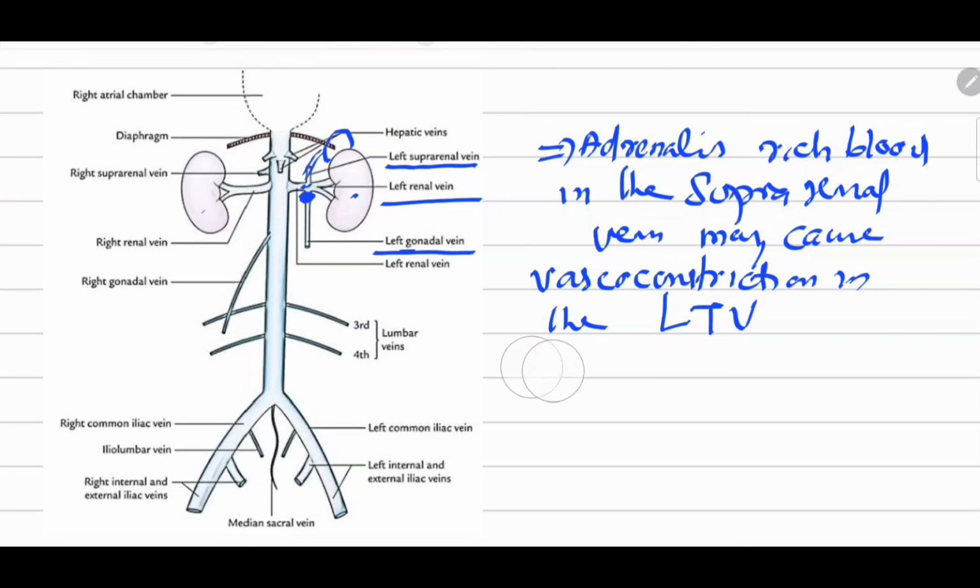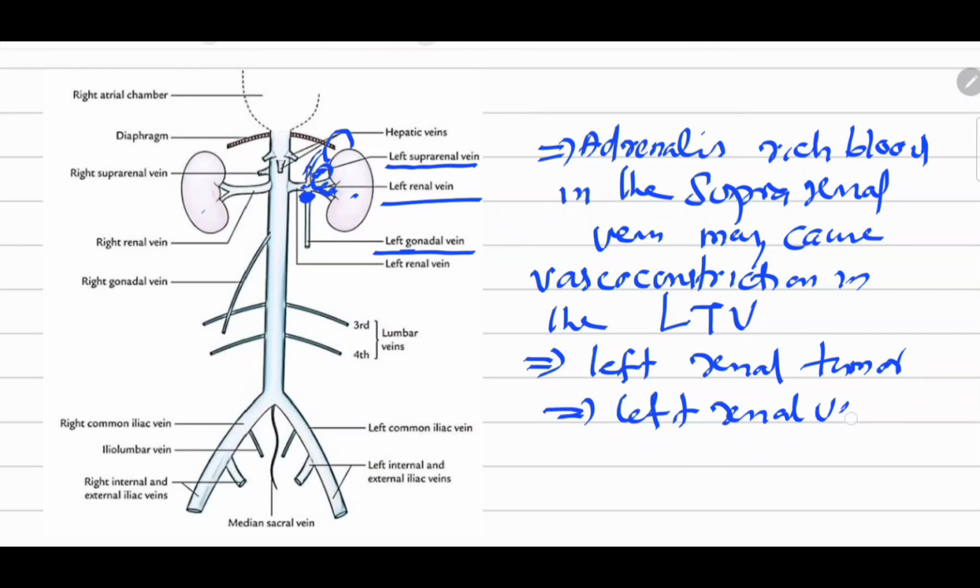Another reason is, if there is a tumor in the left kidney, a left renal tumor may compress the left renal vein. And the last reason is that the left testicular vein is longer than the right one. So these are the anatomical reasons why the varicocele is more on the left side testis.